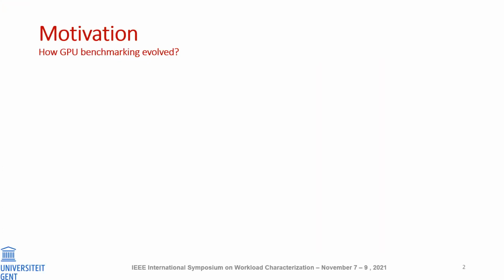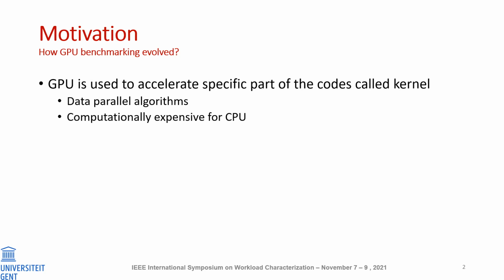First, I'm going to explain how GPU benchmarking has evolved over the previous decade. The purpose of using a GPU is to accelerate a specific part of a code that we call a kernel. And this kernel has two basic properties. It should be a data parallel algorithm, and it must be computationally expensive for the CPU.